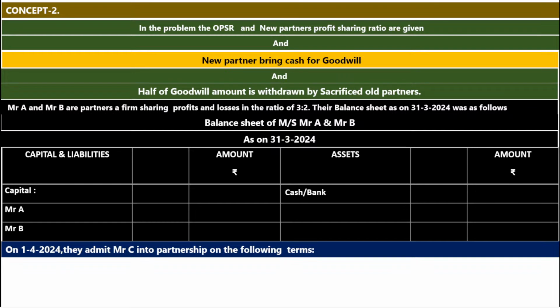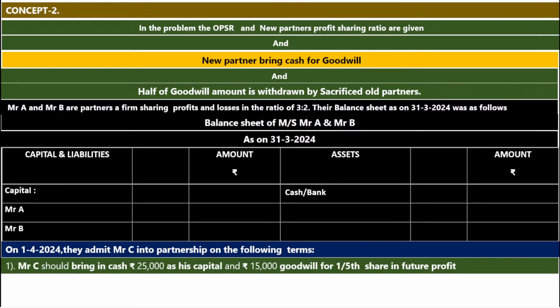Move on. Mr. C should bring in cash rupees 25,000 as his capital and rupees 15,000 for goodwill for 1/5 share in the future profit. As I told you, in this question the OPSR and the new partner's profit sharing ratio are given. OPSR is 3:2. The new partner's share is 1/5. And the new partner brings cash for goodwill; here the words are, he brings rupees 15,000 for goodwill. So the situation is that the new partner brings the cash for goodwill.